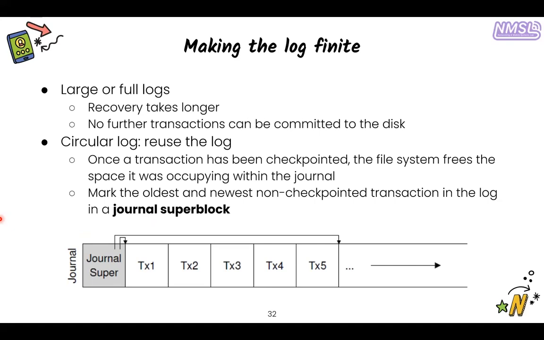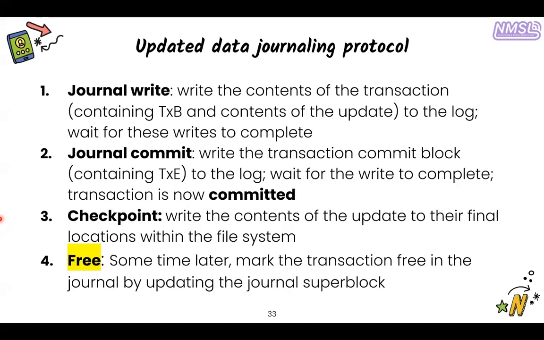So again, optimization. Now with that, the updated protocol is you add number 4, free. Sometime later, mark the transactions free in the journal by updating the journal superblock.